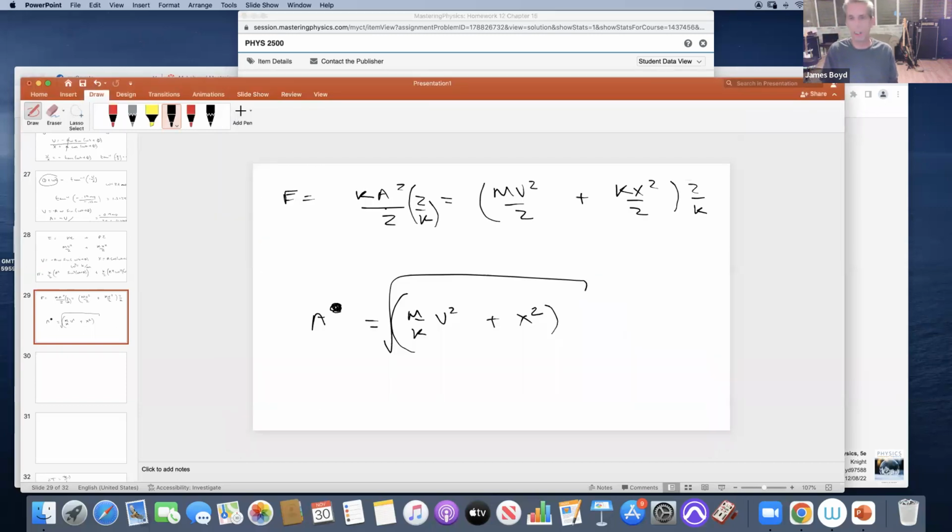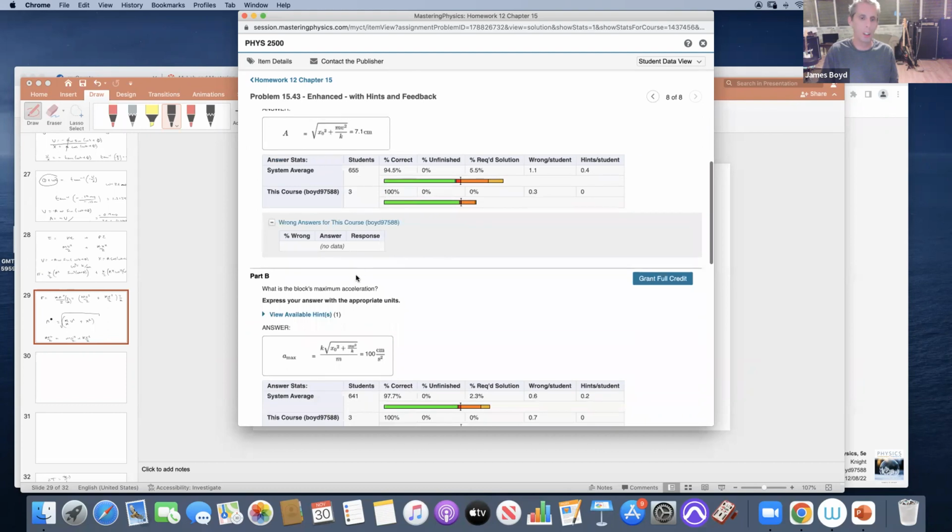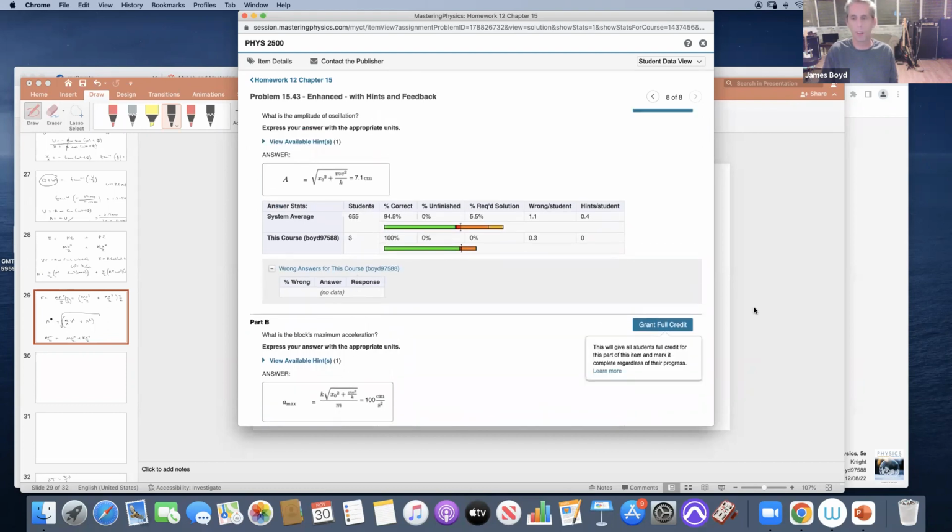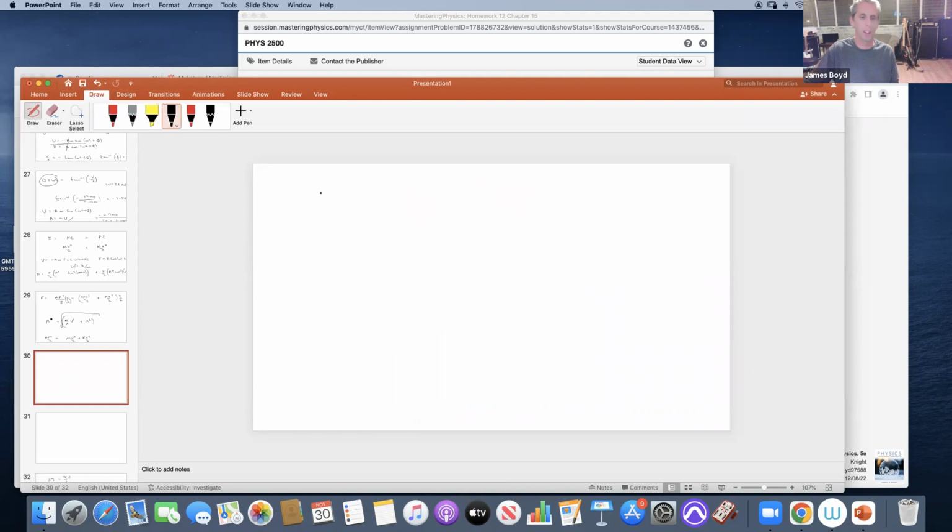But this is why: because the energy at any time is kA squared over 2, and that's mv squared over 2 plus kx squared over 2. Now, what is the maximum acceleration? Well, we can do this a couple of ways, but A omega squared is the maximum acceleration, because the acceleration is negative cos of omega t plus phi, but it's the maximum when this is 1.